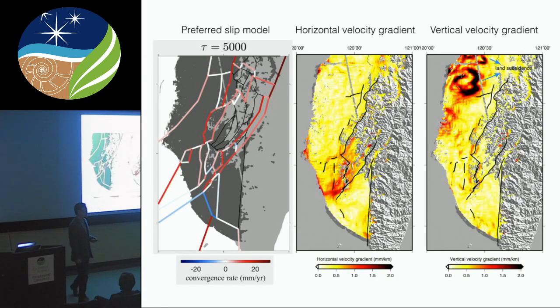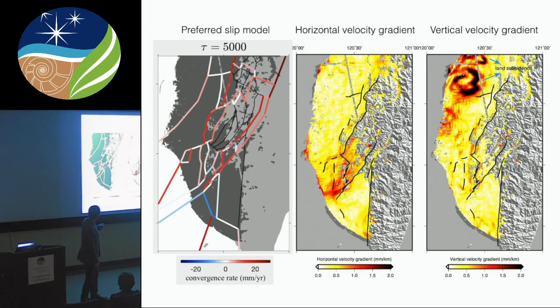And then if we look at the velocity gradient, so this is the displacement, and then you take a first derivative in space, then you get a gradient. So it's supposed to highlight the deformation. White means there's a lower amount of deformation, and red means there's more surface deformation. This is a horizontal, and this is a vertical.